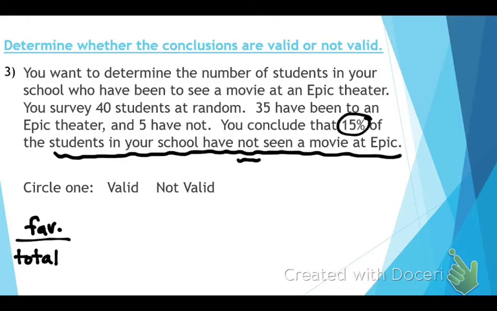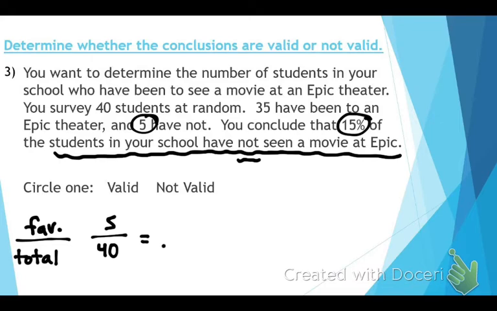According to your survey, how many people did you find have not been to an Epic theater? 5. So I am focusing on that number right there. 5. I don't care right now about that number 35. Okay, favorable, as I said, is what we're looking for, over total. How many total students did you survey? 40. Okay, we always know whenever we have a fraction bar, that means divided. Guys, what's 5 divided by 40?